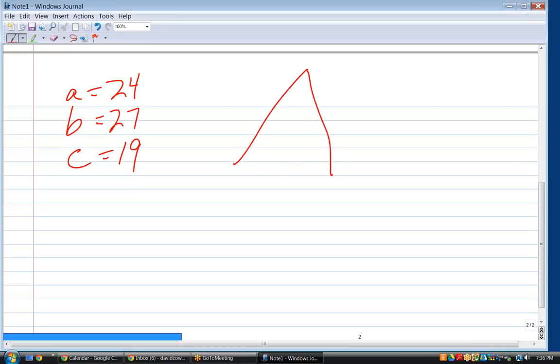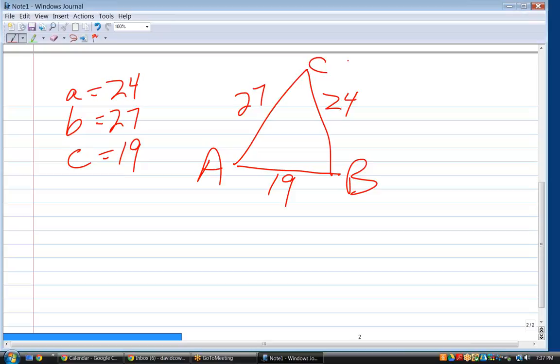So we can draw a picture, but don't really need to in this case. All I need to do is solve for one of these angles. I can pick whichever angle I want. There's no advantage to picking one over another. So give me the law of cosines that applies to this triangle. Hold on a moment. This has to be A, this has to be B, and this has to be C. Okay.